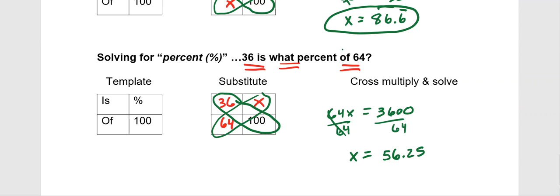And we will get a value of 56.25. Now, this is the one thing we want to make sure of. We're solving for percent, so we need to label it. So in this case, our unknown is going to be 56.25%.